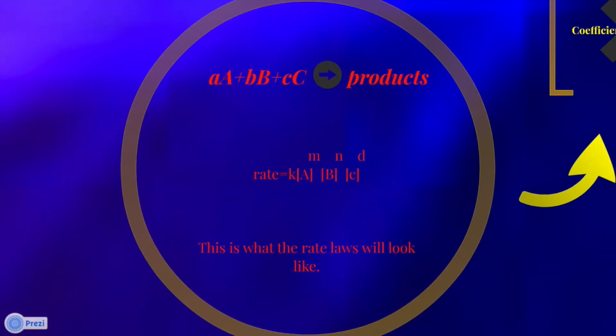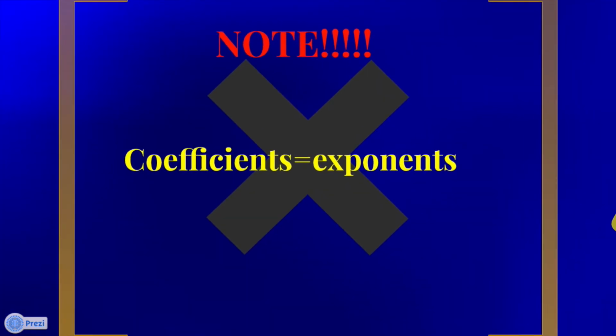So now that we have a foundation for rate in general, we can move on to the rate law. So let's take a look at the reaction shown. Its rate law would be that rate equals k times the concentration of A to the m times the concentration of B to the n times the concentration of C to the d, where k is known as the rate constant. It's good to note, however, that the coefficients do not have a direct correlation to the exponents in the rate law.